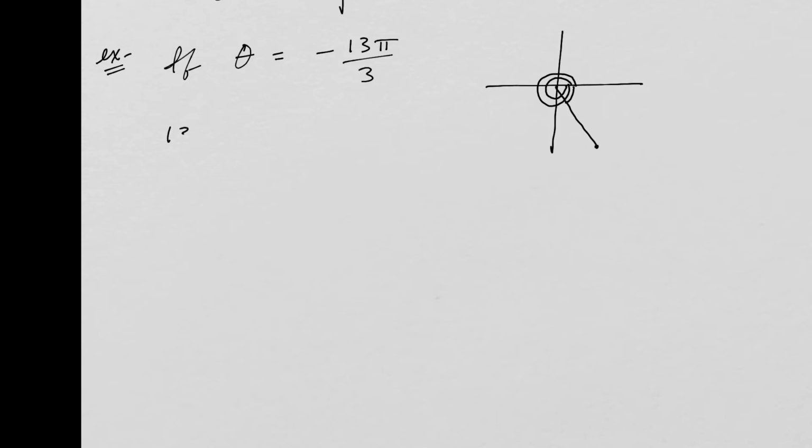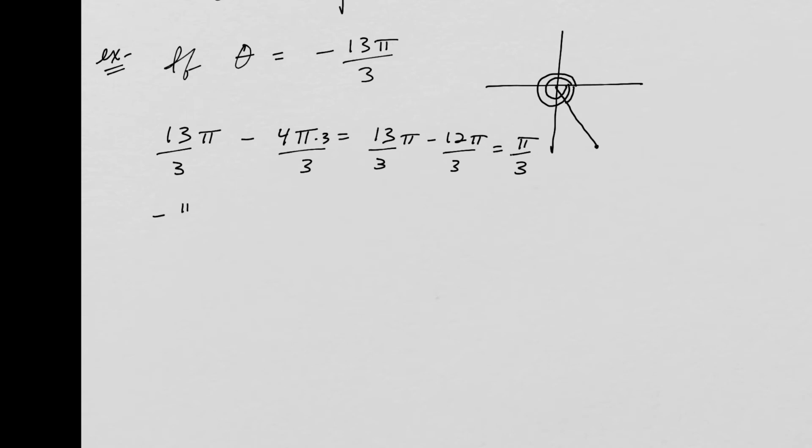So we have 13/3 pi. Looks like I went around twice, so I want to subtract out 4 pi. I need to rewrite this so it has a common denominator, so I multiply by 3 over 3. So this is 13/3 pi minus 12/3 pi, and that is equal to pi over 3. Okay, except it's negative, right? It's negative pi over 3.